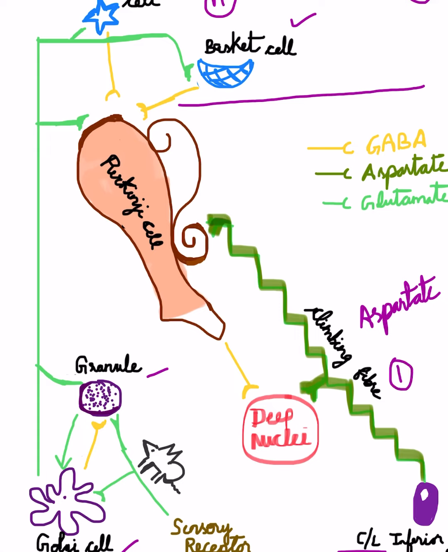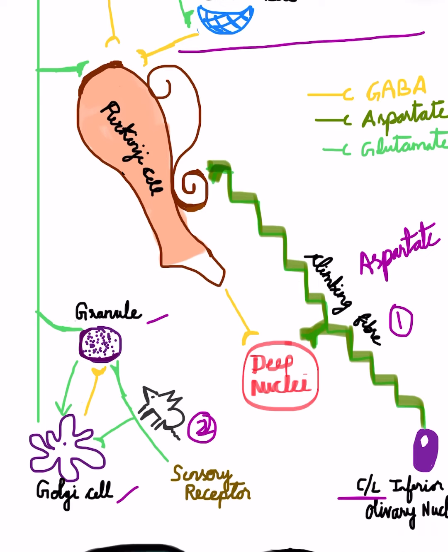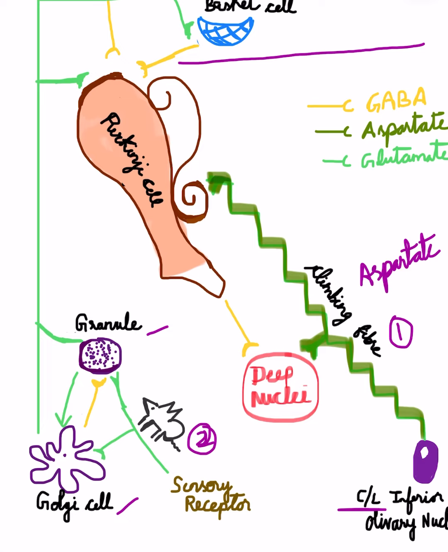And the second afferent is the mossy fibers. The mossy fibers carry sensations from all the sensory receptors present in the body, and they relay in the deeper cerebellar layer, that is the granular layer, on granule cells and Golgi cells, with the help of the neurotransmitter glutamate. Glutamate is an excitatory neurotransmitter. These are the two afferent pathways to the cerebellum.